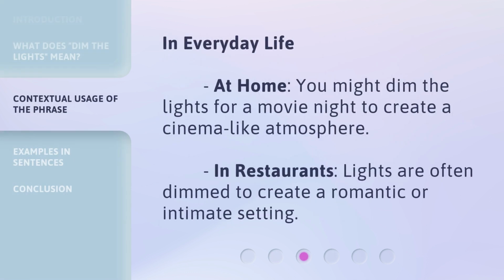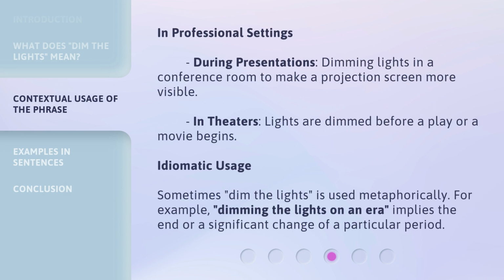In everyday life, at home, you might dim the lights for a movie night to create a cinema-like atmosphere. In restaurants, lights are often dimmed to create a romantic or intimate setting. In professional settings, during presentations, dimming lights in a conference room to make a projection screen more visible. In theaters, lights are dimmed before a play or a movie begins.